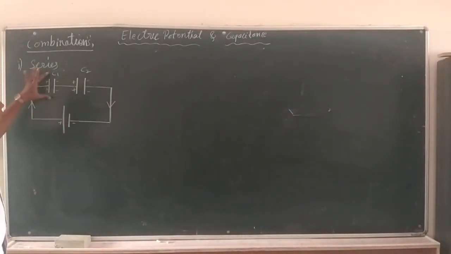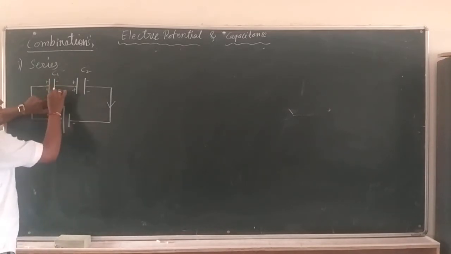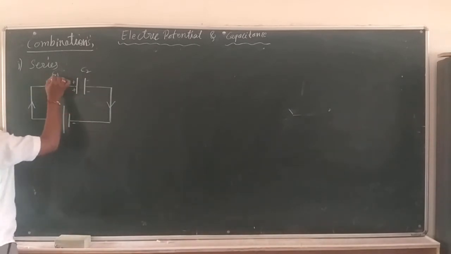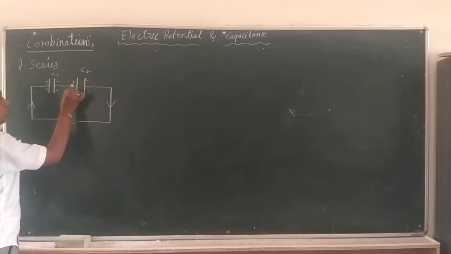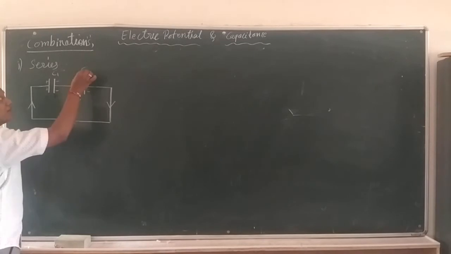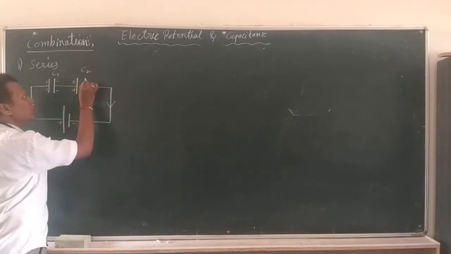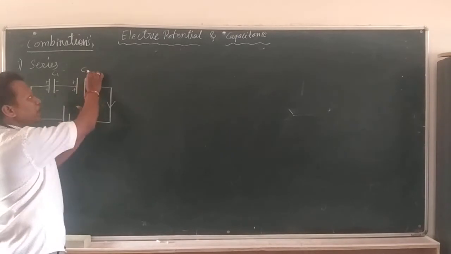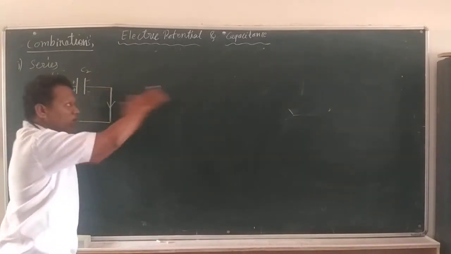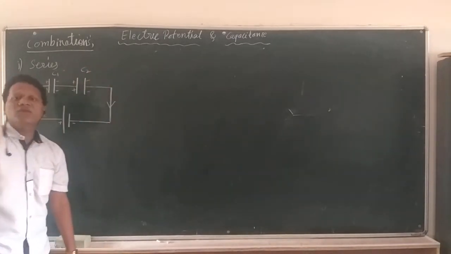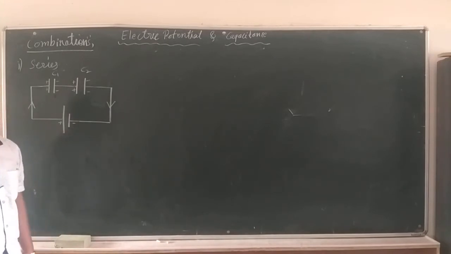See, here we have C1 and C2. A combination is said to be series if the negative plate of C1 is connected to the positive plate of C2, and the negative plate of C2 is connected to the positive plate of C3. When you are connecting n number of capacitors like this, end to end, such a combination is said to be a series combination.